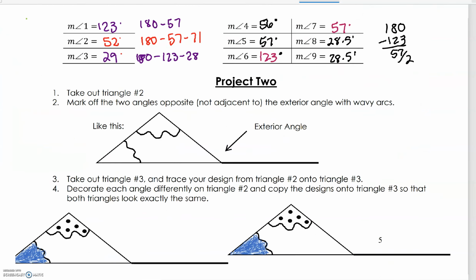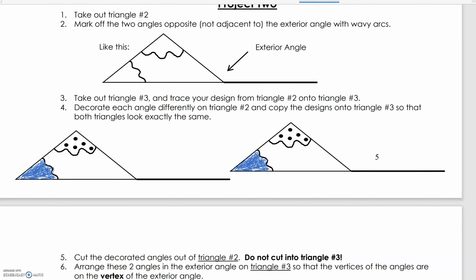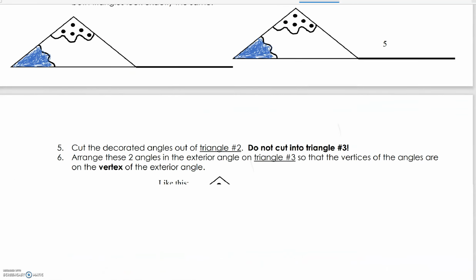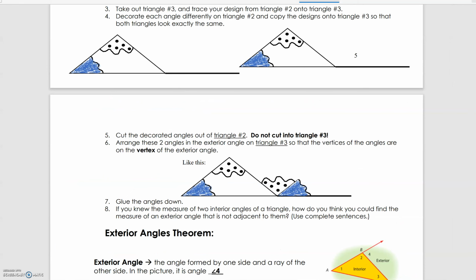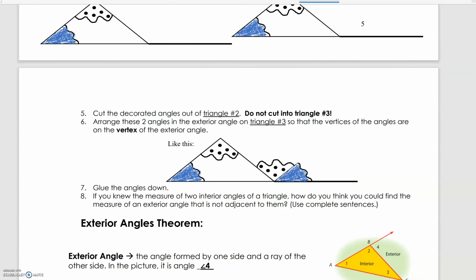So for our next project, we're going to go back to those triangles at the back, and we're going to look at triangle 2. Mark off the angles opposite, not next to, so not the one forming the linear pair with it, but the other two kind of farther away from that exterior angle. And we're going to decorate those, and then we're going to cut those out, and then we're going to place them here. So we're not cutting triangle 3, we're going to place those two angles that we cut out onto that triangle 3.